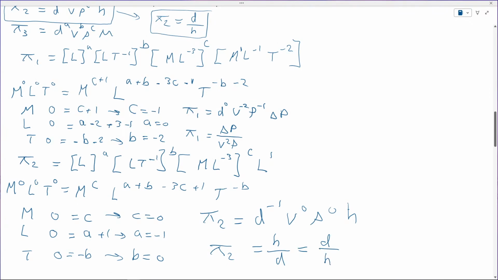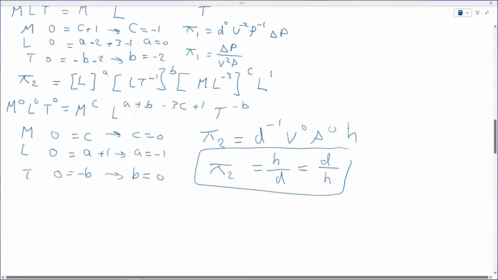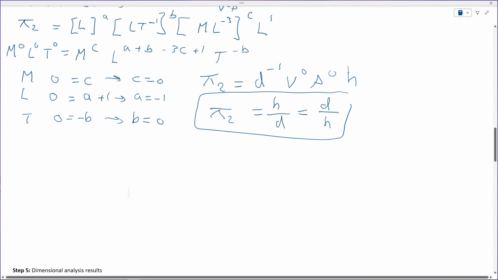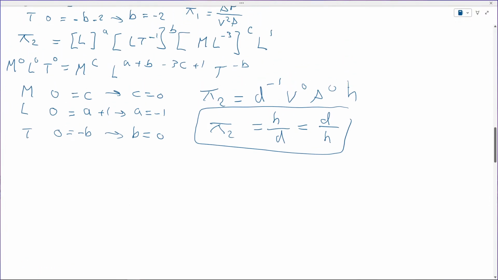Remember, this is all dimensionless. H over D or D over H. Exactly what we expected, what we did here intuitively, we just did here systematically. Remember, I told you this pi theorem is just a systematic way for what we would already do intuitively anyway. And then you can do the same for pi 3. These steps are repeating, so I don't want to make this video long, but if you repeat the same steps, you will get the result. So try to do this on your own.